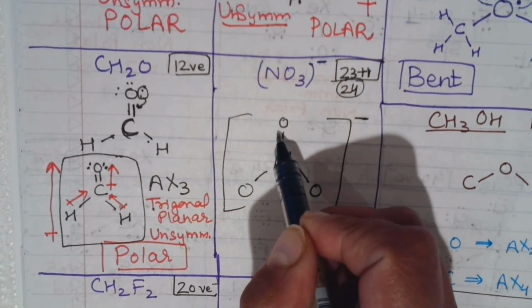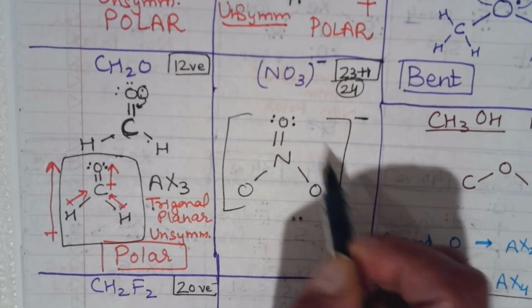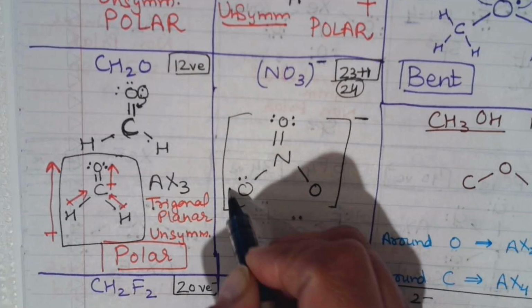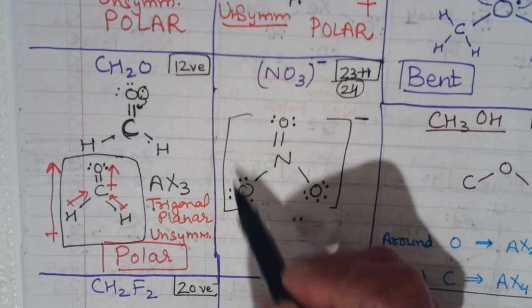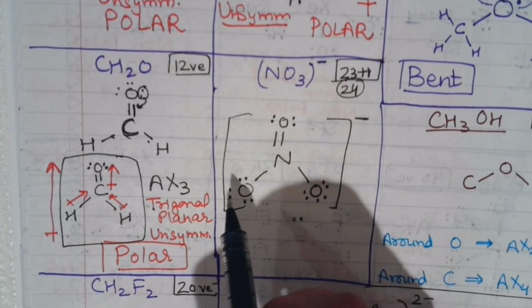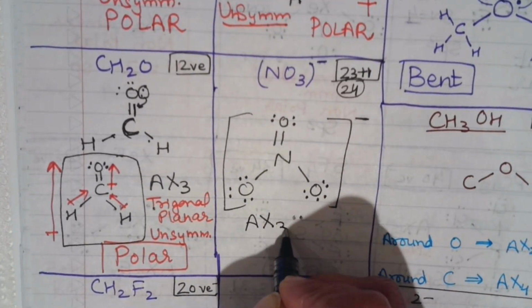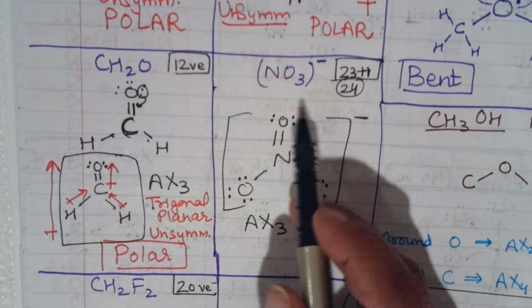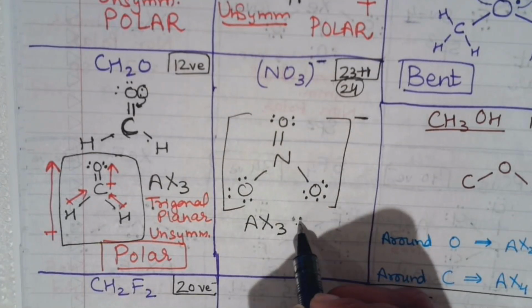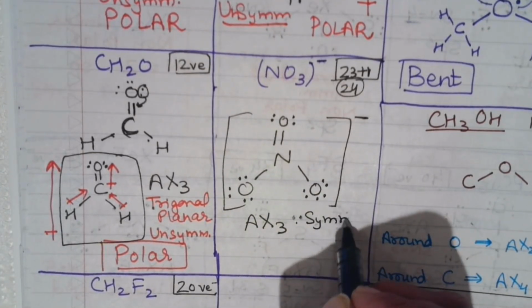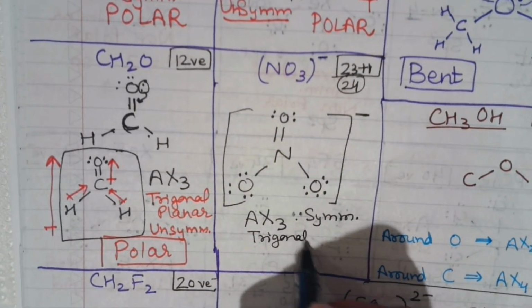So if you see, nitrogen has 6, right? So we are going to make one double bond with one of the oxygens. It could be any oxygen. It's a resonance structure, right? And then the others will have 6 electrons. So this is how nitrate looks. The AXE formula is AX3, right? Since all the oxygen atoms are the same, all the X atoms are the same, this is a symmetrical shape. Symmetrical because this is trigonal planar.